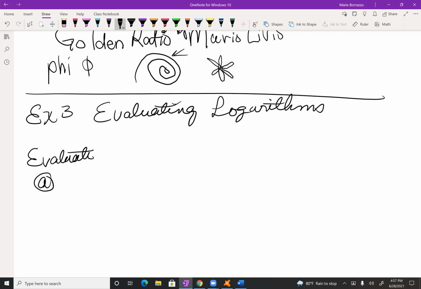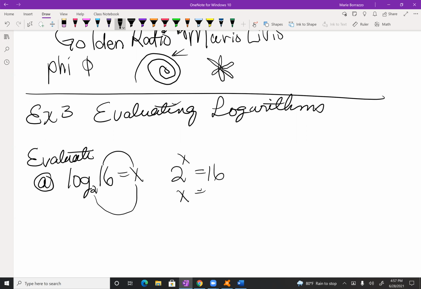So for part A, they give you log base 2 of 16. What do you think that answer is? I mean, it should be 4, right? It would be 4. So in other words, 2 to what power is equal to 16? We know x is equal to 4. If we didn't do that, go to your calculator, do log 16 over log 2. Please tell me you get 4, because if you don't, I'm retiring tomorrow.